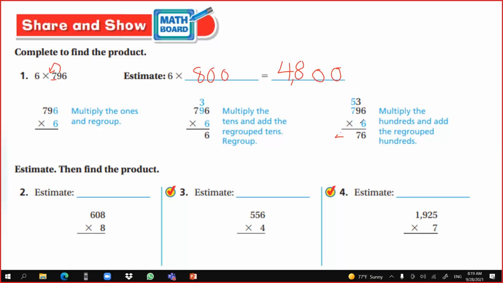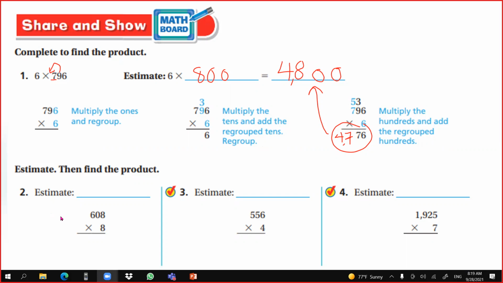42 plus 5, 47. So the answer here is 4,776, which is the closest to 4,800. Okay, now thank you, Haneen. Now Malak Anas.